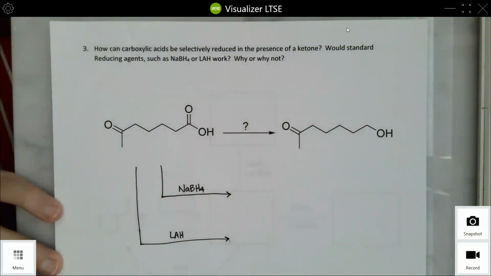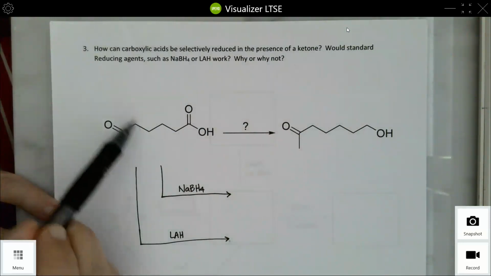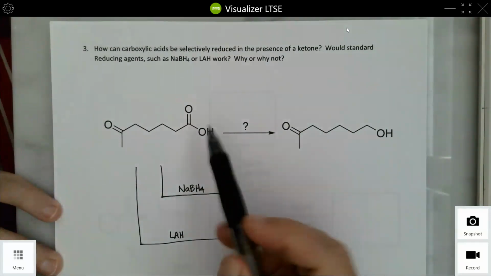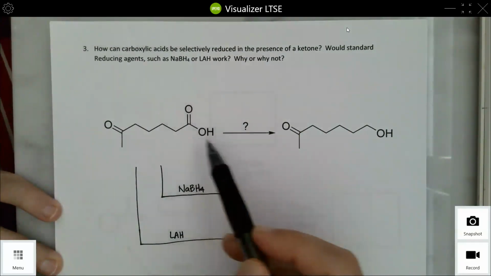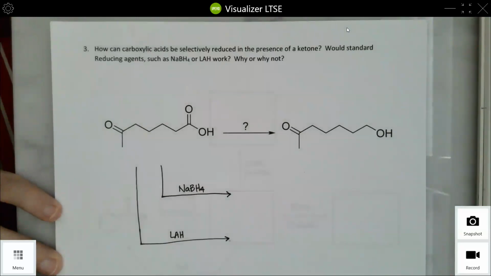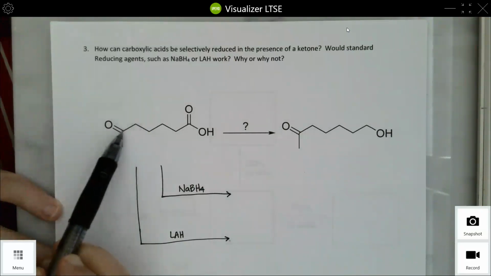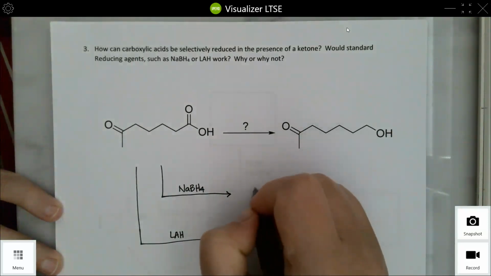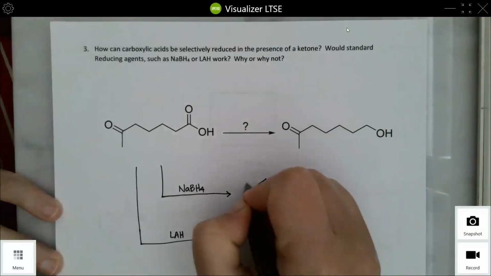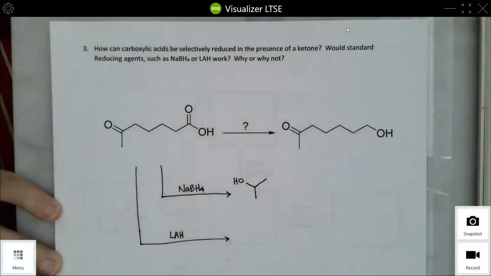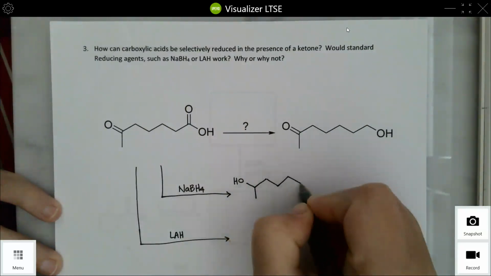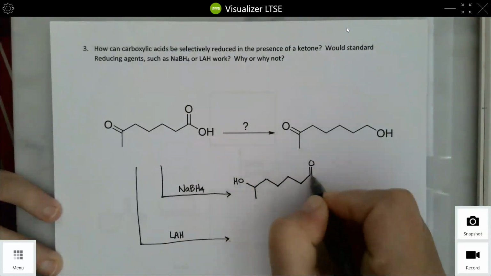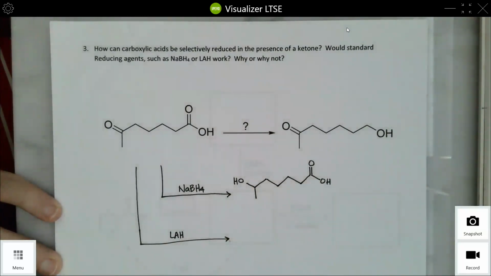Sodium borohydride would reduce only the ketone. It's not able to reduce the carboxylic acid because it's a weaker reducing agent. So it's only going to go for the stronger electrophilic carbon, not the weaker electrophilic carbon. We would actually get the secondary alcohol from the reduction of the ketone, and then you would draw in the carboxylic acid not touched.